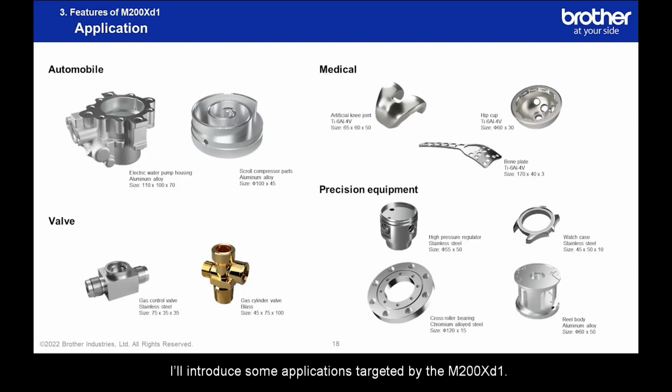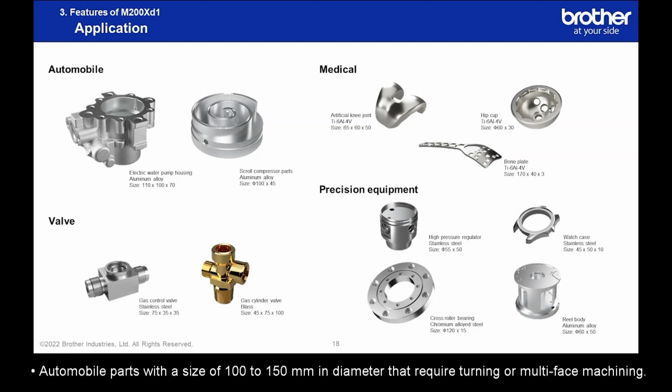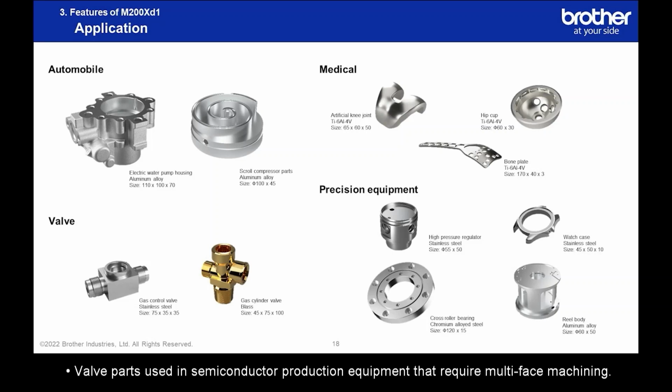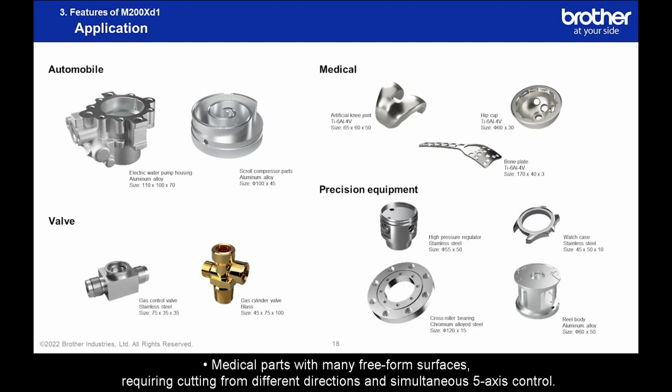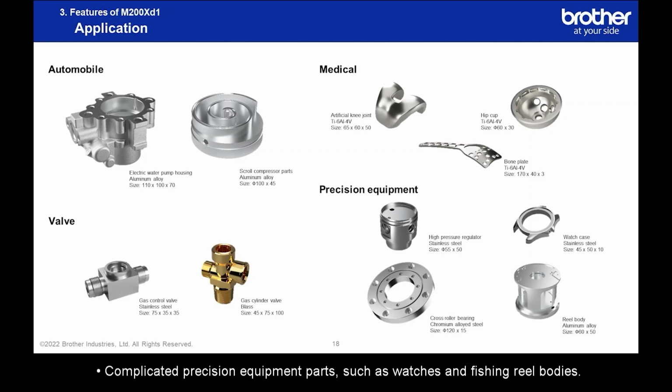I'll introduce some applications targeted by the M200Xd1. Automobile parts with a size of 100 to 150 mm in diameter that require turning or multi-face machining. Valve parts used in semiconductor production equipment that require multi-face machining. Medical parts with many free-form surfaces, requiring cutting from different directions and simultaneous 5-axis control. Complicated precision equipment parts, such as watches and fishing reel bodies.